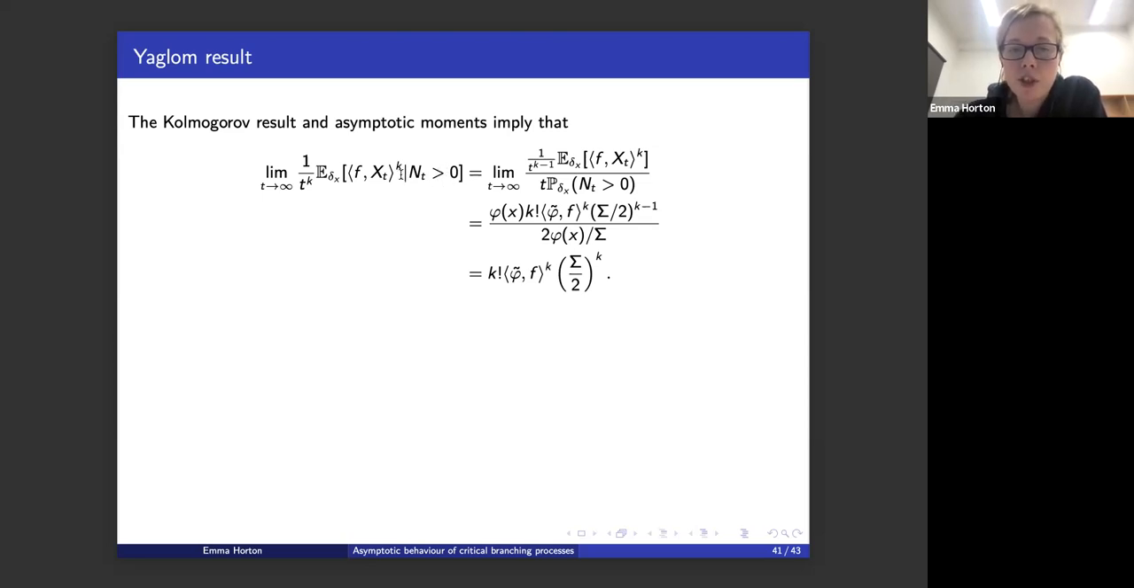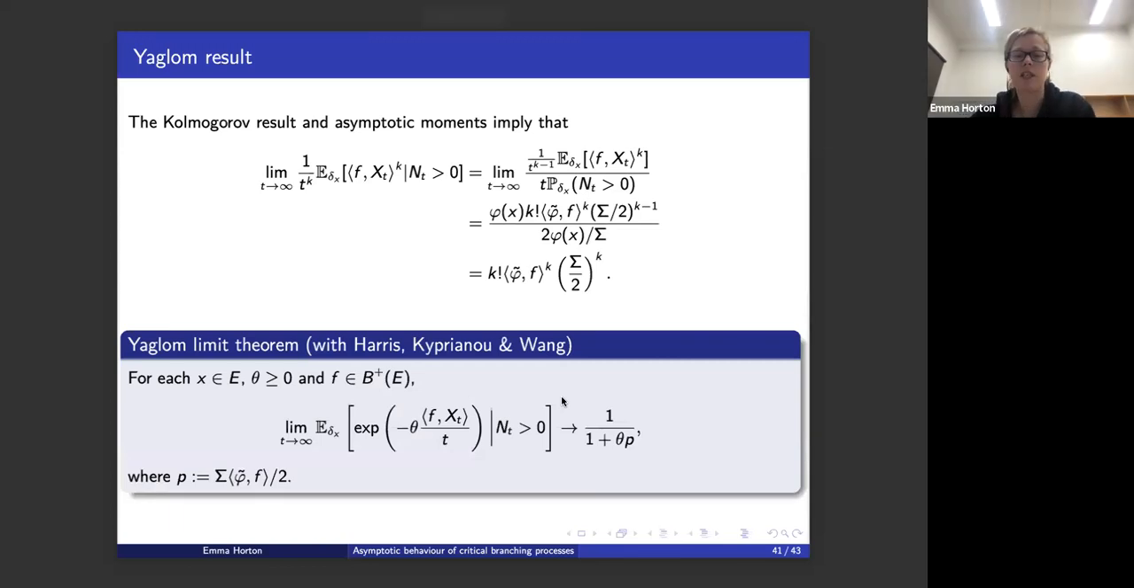So we can split this up into just the kth moment of the process divided by the survival probability, just by removing this conditioning. And from the moment result, we know that the kth moment when normalized by t to the k minus 1 converges to some quantity which we know explicitly. And again, from the Kolmogorov result, we know the limit of the denominator. And so we obtain exactly something that is the kth moment of an exponential distribution with the correct constant. And so this gives us exactly the result that we wanted, the Yaglom limit theorem.